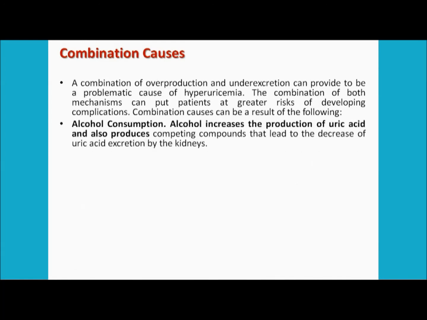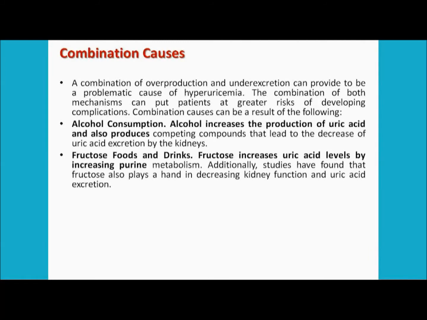So, what are the conditions? Number one, alcohol consumption. Alcohol consumption increases the production of uric acid, and it also produces competing compounds that lead to a decrease in uric acid excretion by the kidneys. First of all, it's alcohol consumption. The next one is fructose foods and drinks.